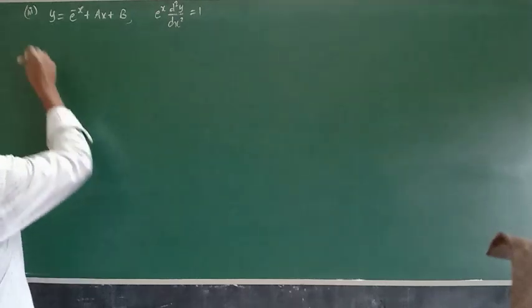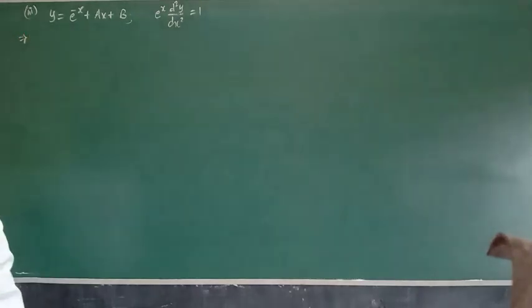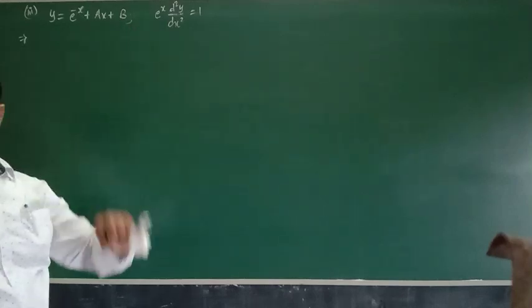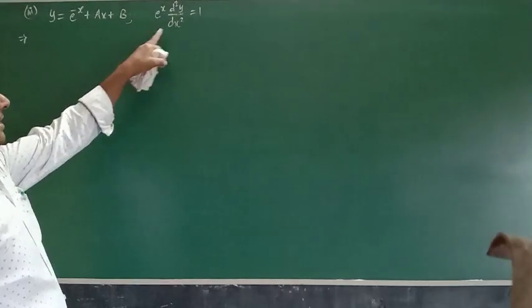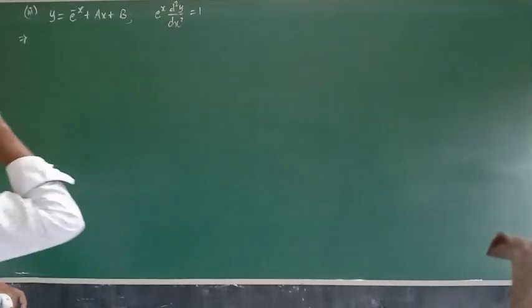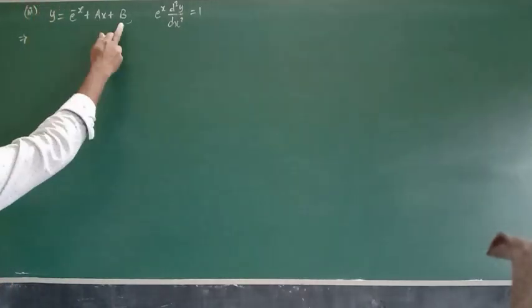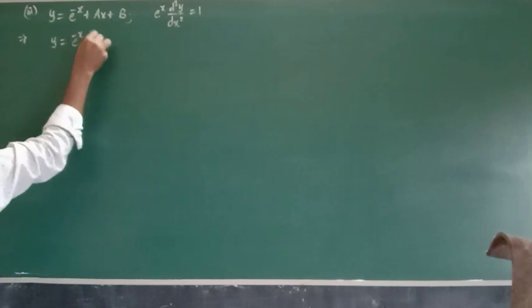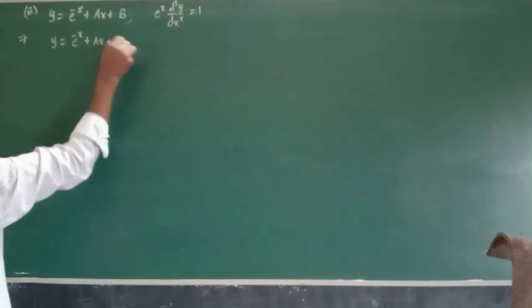Okay, the expression given is y equals e raised to minus x plus ax plus b, and we check whether it is a solution of the differential equation. There are two arbitrary constants, so the order of the differential equation is 2. So y equals e raised to minus x plus ax plus b.